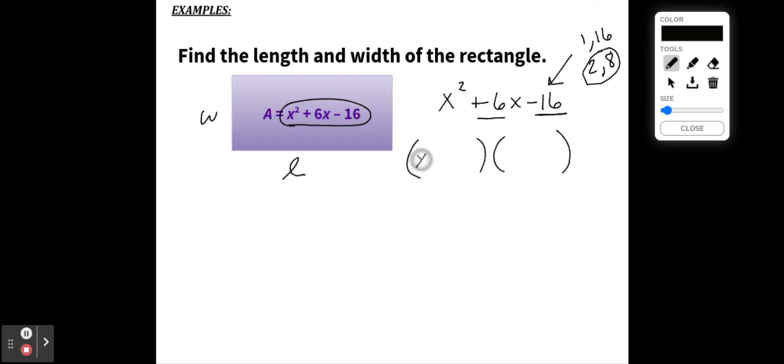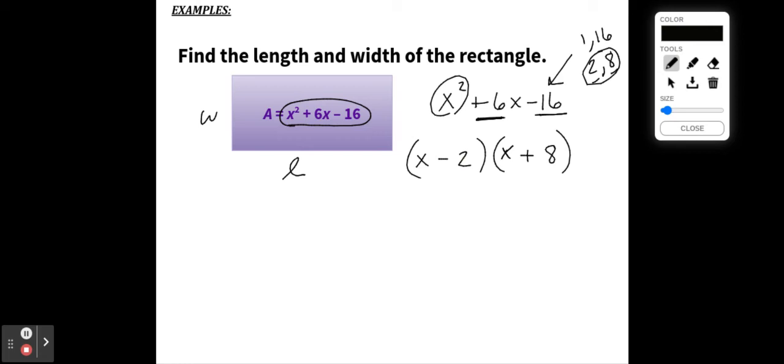So we know that we're going to start with an x times x because that's the only way to get x squared. And then we're going to use 2 and 8, so we can put them anywhere we want. Now they have to multiply together to give us the negative 16, so the signs have to disagree. We need a positive 6 when we add together, so we'd want a positive 8 and a negative 2, so that negative 2 plus 8 would give us the positive 6. So it looks like the length and the width would be x minus 2 and x plus 8.